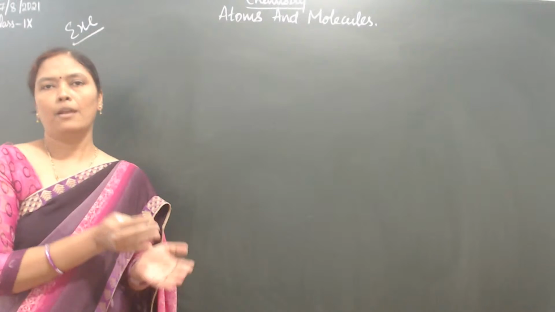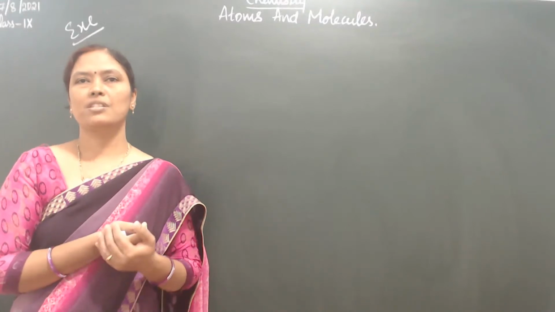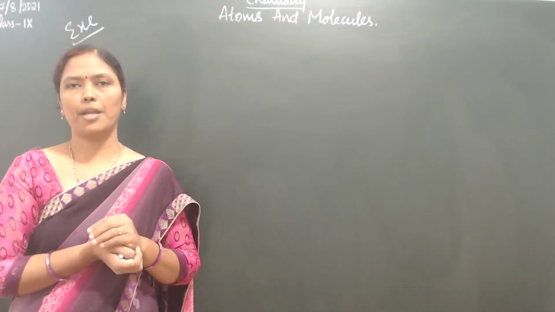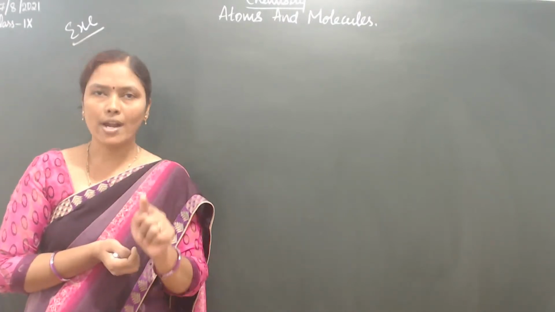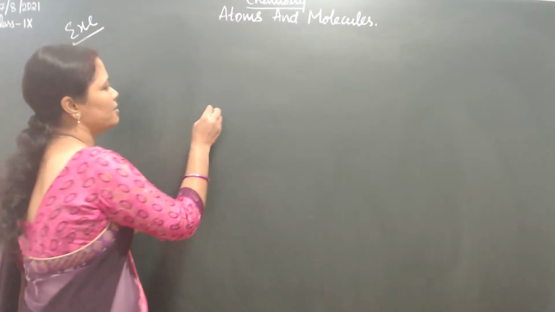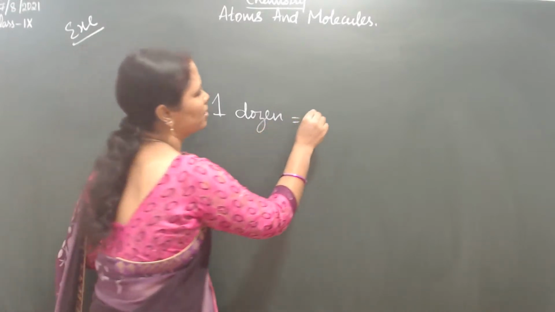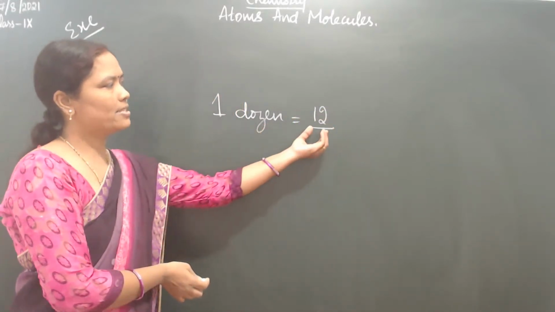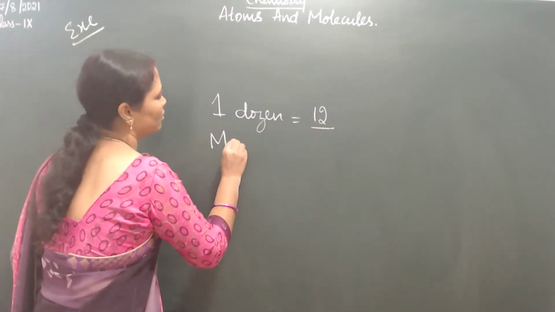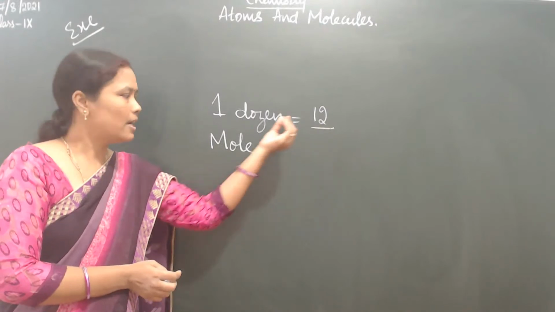So we know that when we go to the market, we use the word dozen to purchase fruits, for example bananas. When we take 1 dozen of bananas, the number is fixed: 1 dozen is equal to 12. What is this? It is a number. Like this, 1 dozen is equal to 12 numbers.